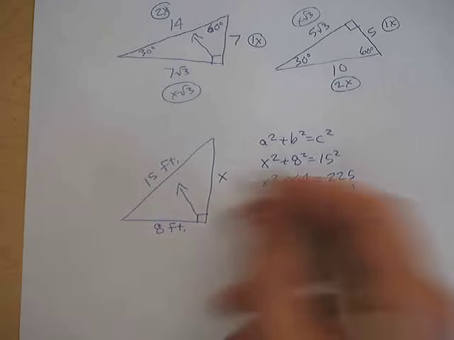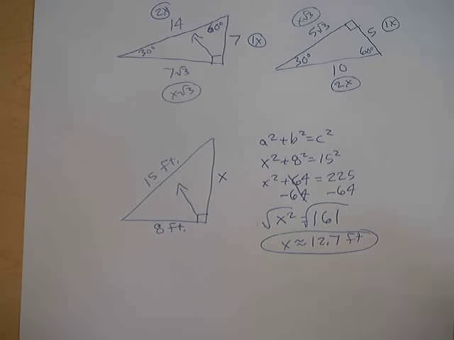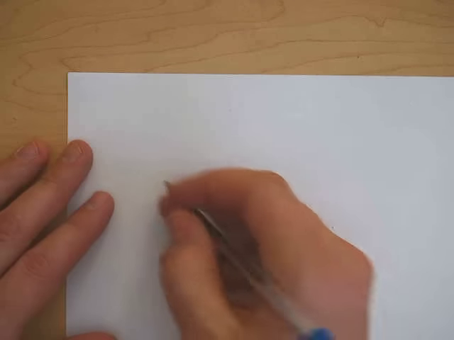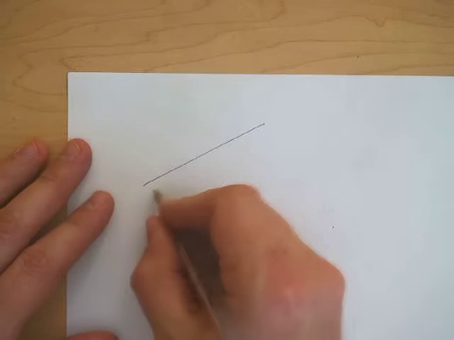And x is approximately 12.7 feet. So this is not a simple Pythagorean form problem. Okay? All right, so you have one of those type of problems. All right, let's do a trig problem. We're going to have 5 trig problems on the test.